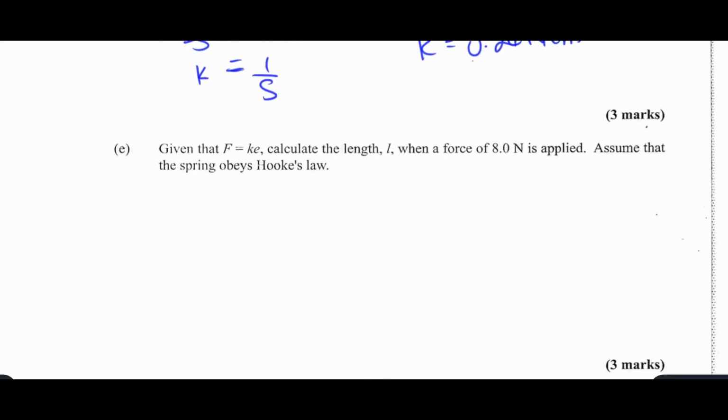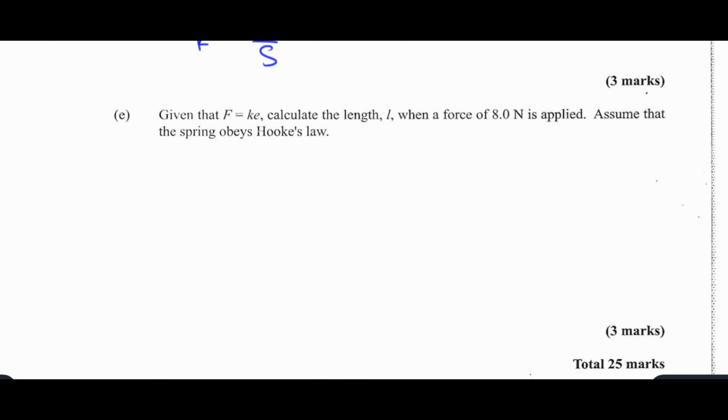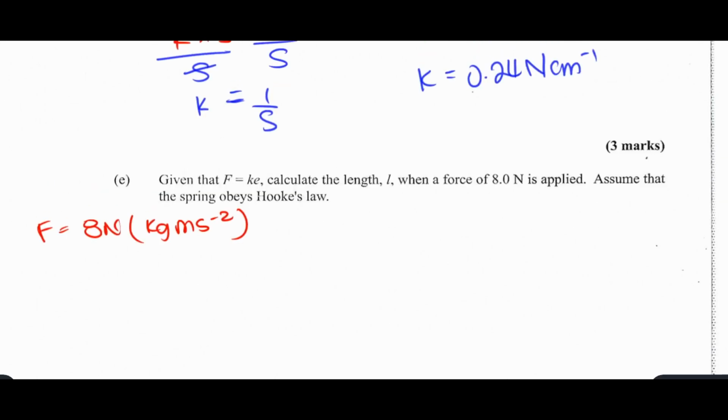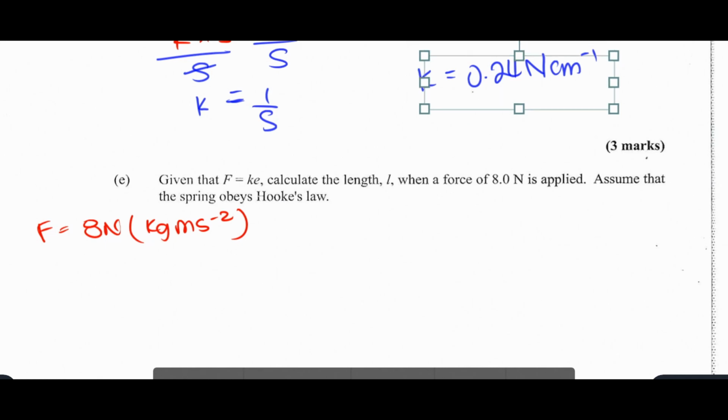So the next thing that they want you to do is, given that F is equal to K times the extension, they want to calculate the length when a force of 8 newtons is applied, and assume that the spring obeys Hooke's law. Now, the force is in 8 newtons, and this is SI units, so it's basically 8 kilograms meters per second squared. So that would mean that for the spring constant we have to change that centimeter to meter. I should have copied this with me because I'm going to need it. So duplicate, bring it with me.